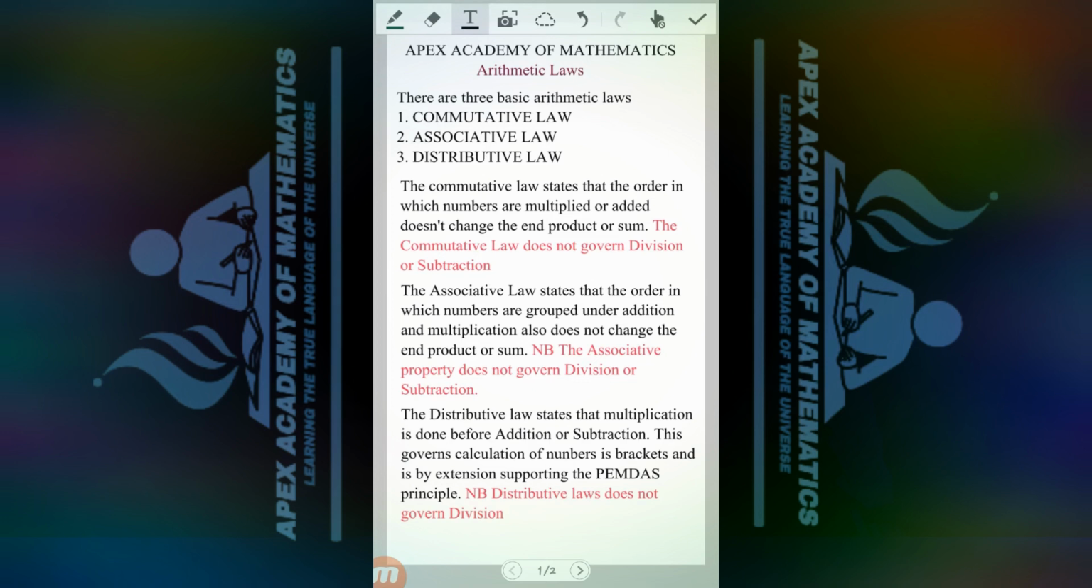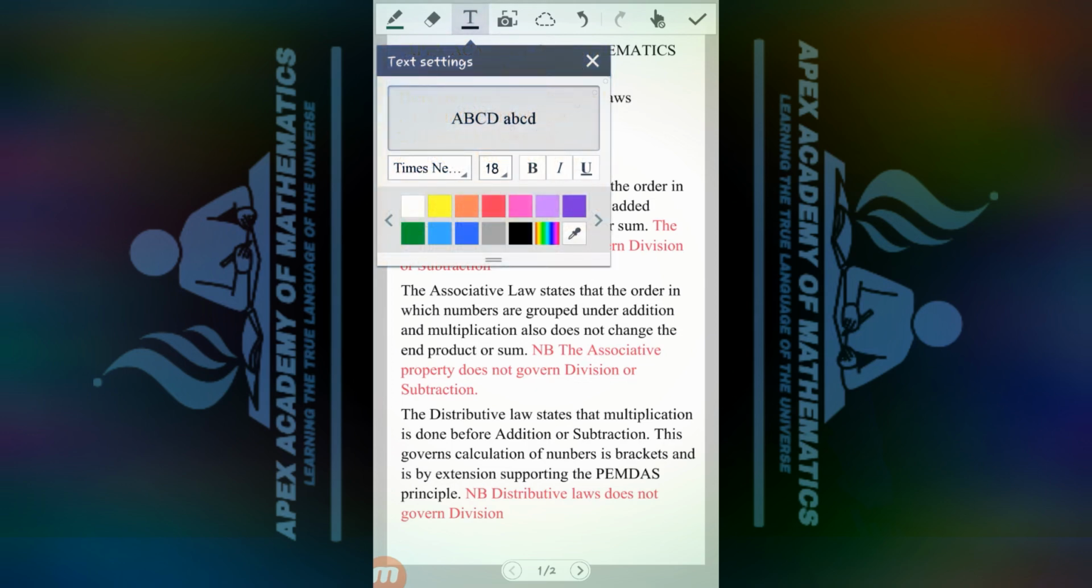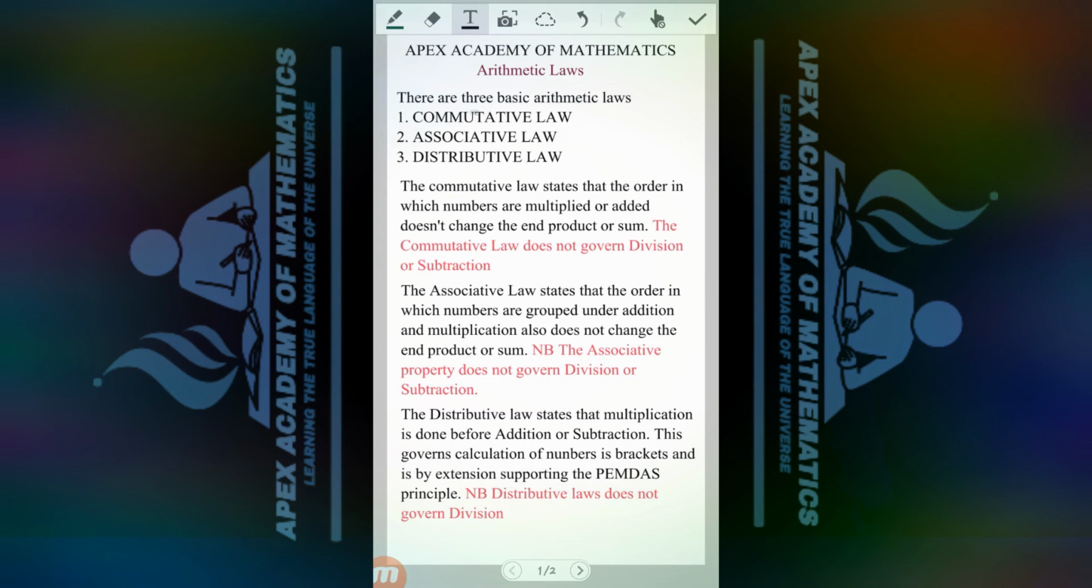So there are basically three arithmetic laws in mathematics, and I've listed them here right below for you: the commutative law, the associative law, and the distributive law. These laws were basically developed for the fundamental aspects of math. So let's get into it to find out what these mean and look at some examples of these laws.